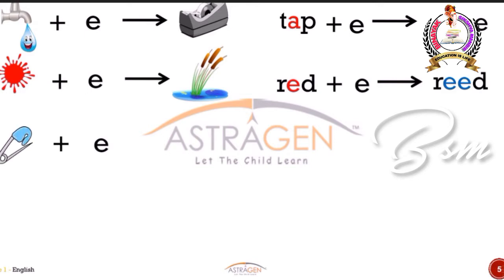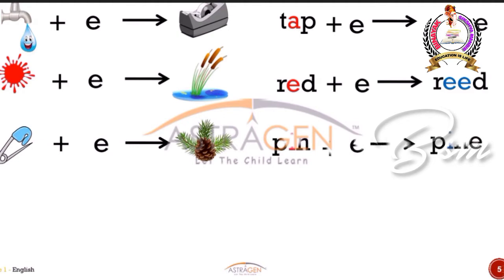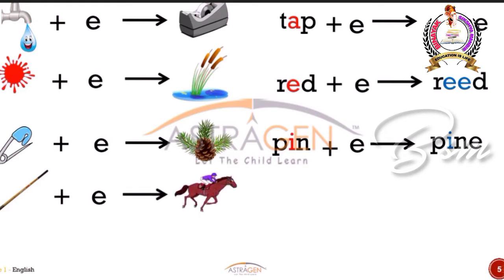That's a pin. And when you add an E to it, you get the word pine. That's the nut or the fruit of the pine tree. Okay? The next is that a stick? No, that's a rod. Okay? When you add an E to the rod, it becomes road.